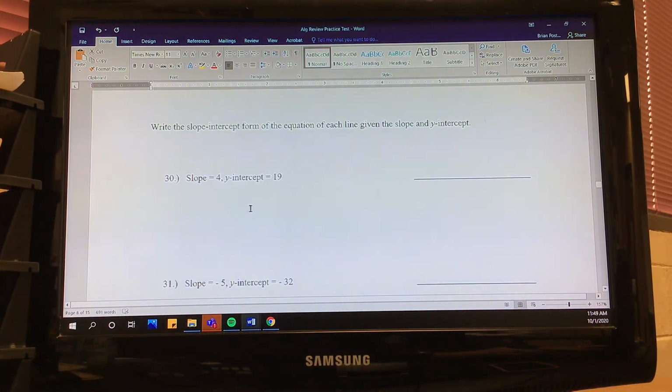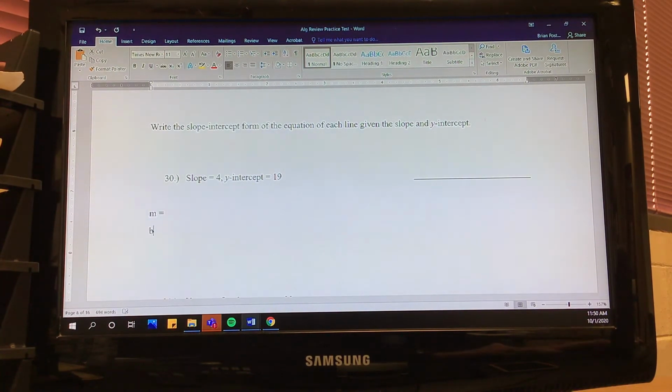Down here, write in slope-intercept form. I need to see what your m equals and what your b equals. Okay, m is our slope. This is how you have to show your work. Slope is 4. See, it says slope is 4. Y-intercept is 19, so you put a 19. Don't forget the formula is y equals mx plus b.